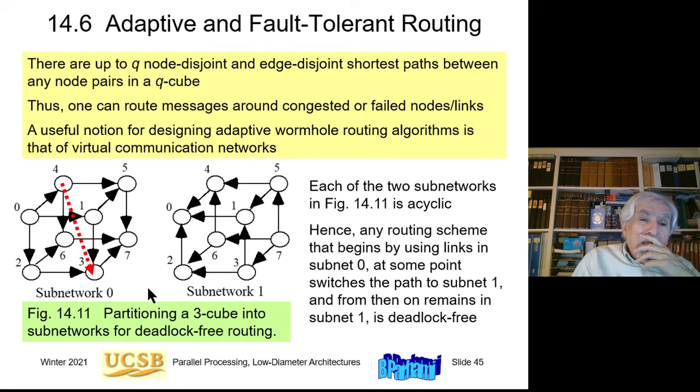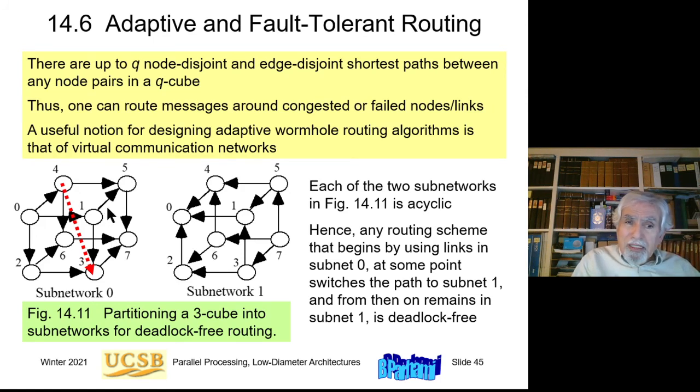Okay? Then I agree to route messages from, let's say, 4 to 3. Processor 4 to 3 is, let's say this red dashed line indicates the message source and destination. So my routing algorithm basically utilizes this subnetwork for a while. Then it shifts to this subnetwork, and then it utilizes that subnetwork, never going back to this subnetwork. Okay, that's a requirement for the algorithm.